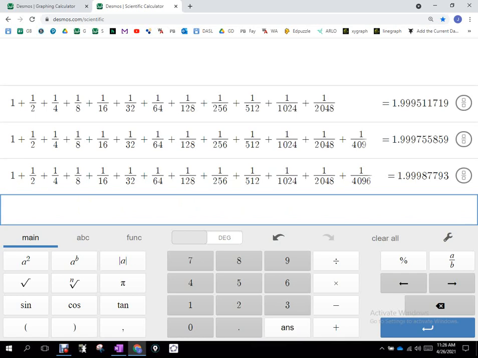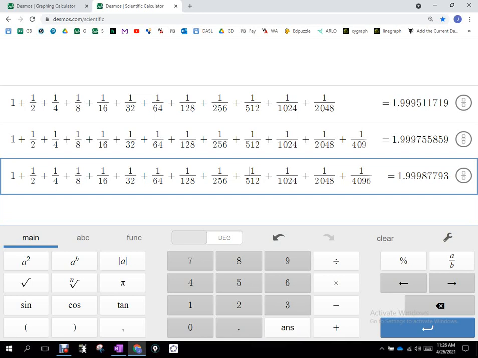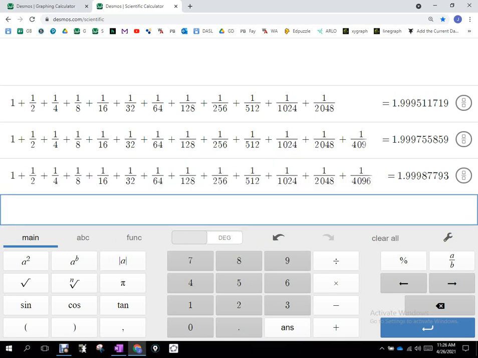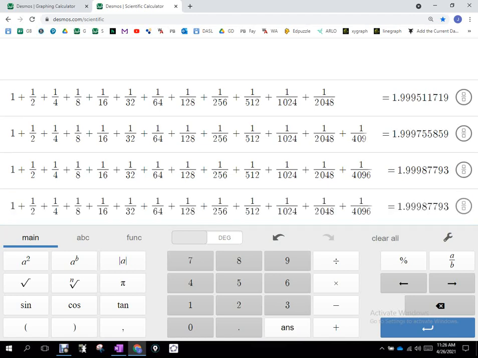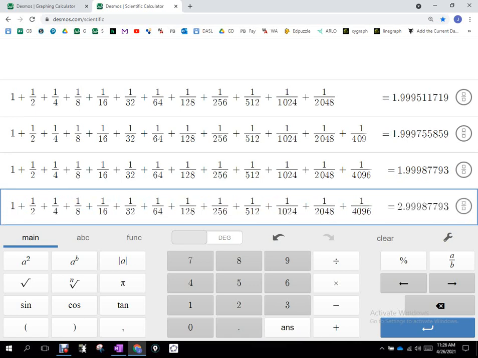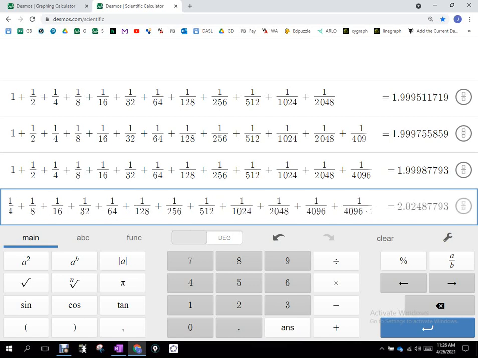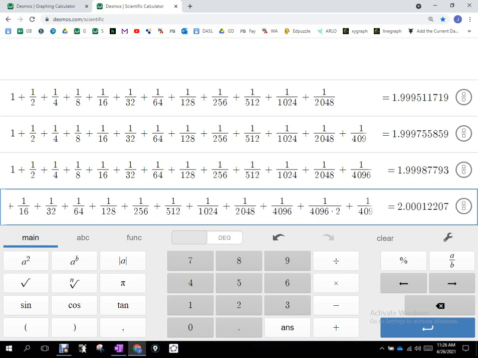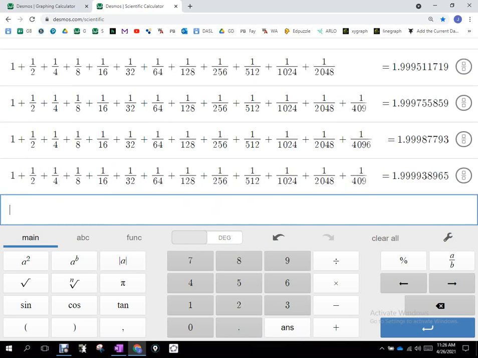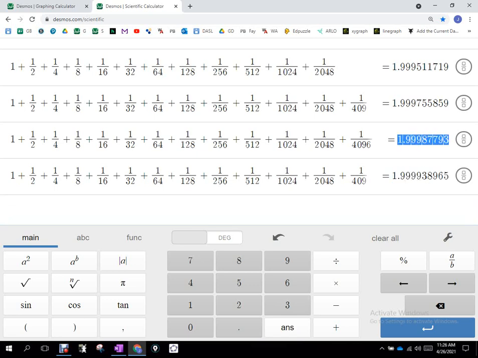If I add the next one, it's going to be plus 1 divided by 4096 times 4. Now I got that one. Is that number much bigger than that number?